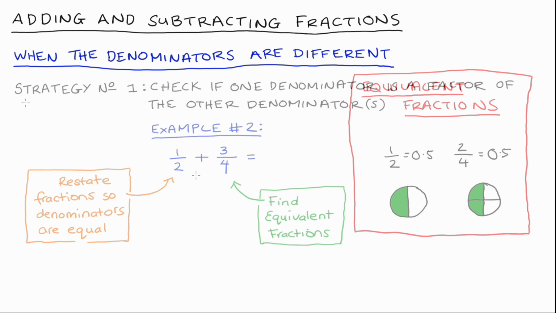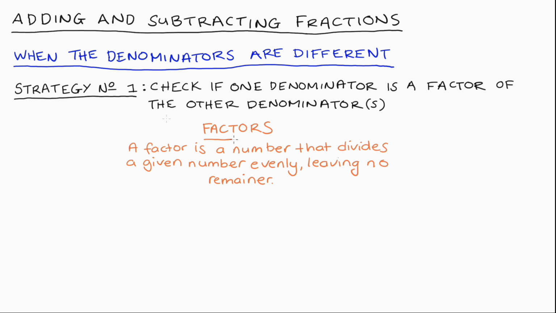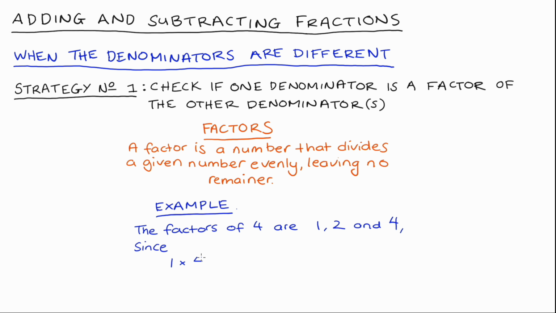So strategy number 1, we're going to check if one denominator is a factor of the other denominator. And we saw what factors were in the previous video in this course. If you saw it, a factor is a number that divides a given number evenly or exactly, leaving no remainder. For instance, if you remember from that previous video, the factors of 4 are 1, 2, and 4. Since 1 times 4 is 4 and 2 times 2 is equal to 4. So we can see that just bringing that back to the definition, 1, 4, and 2 divide into 4 and leave no remainder. So 4 divided by 4 is 1, 4 divided by 1 is 4, and 4 divided by 2 is equal to 2.